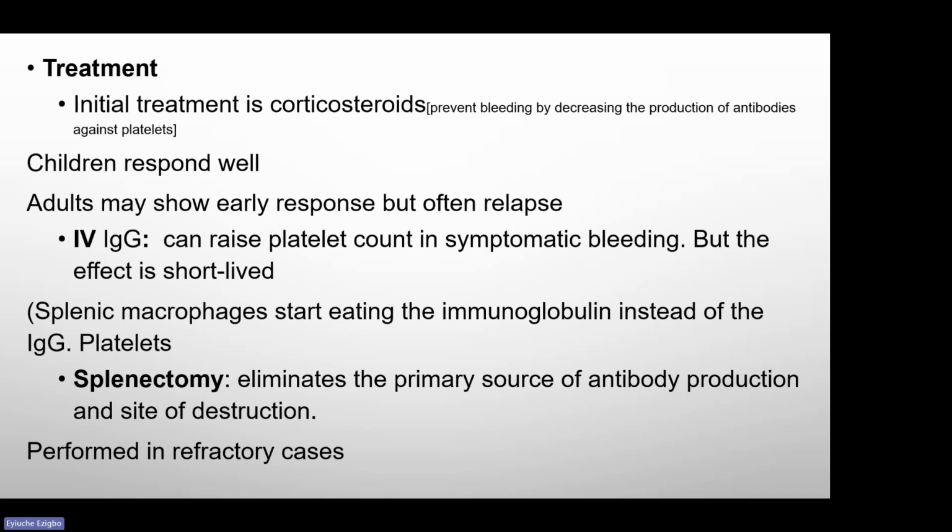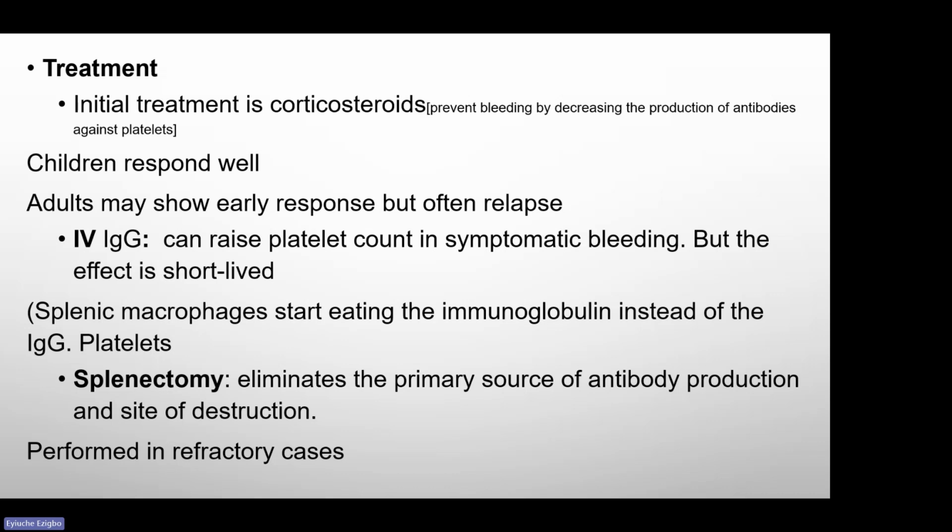Okay, so the splenic macrophages start eating the immunoglobulin instead of the IgG-coated platelets. Okay, splenectomy, this is the last option. Eliminate the primary source of antibody production and the site of destruction.